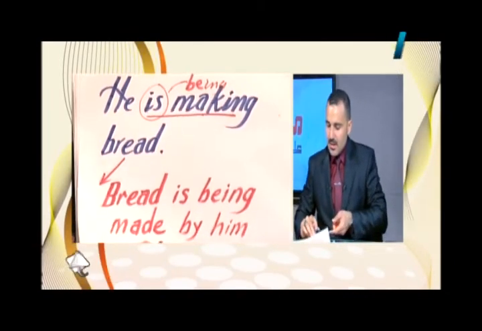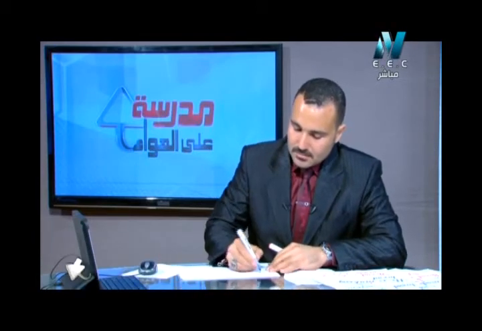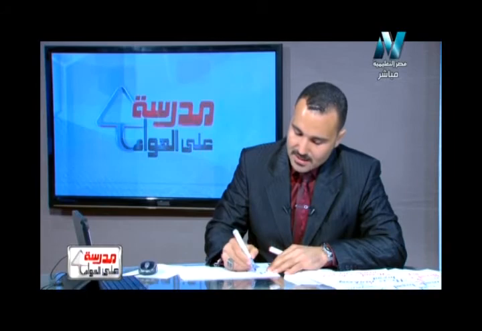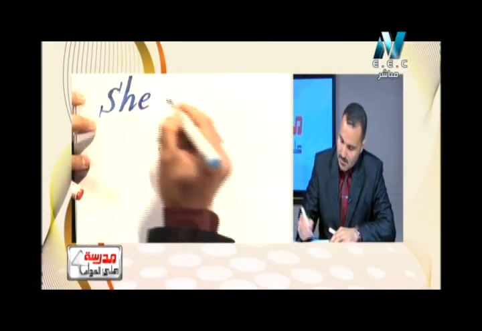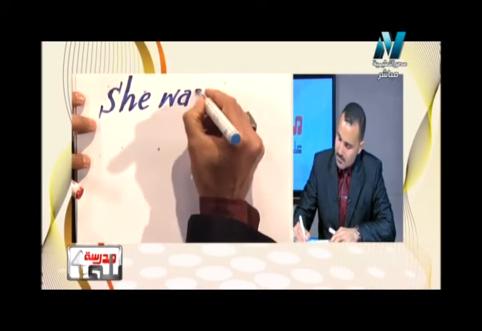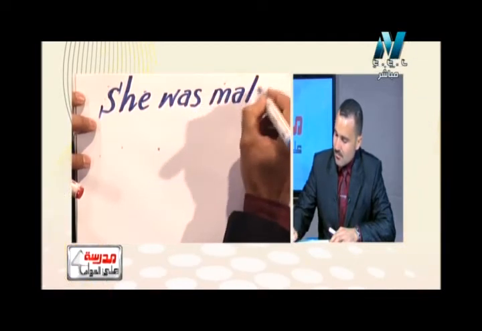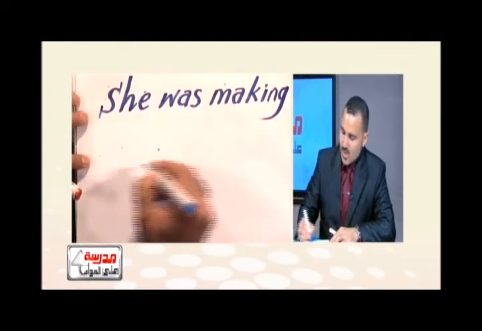طيب ناخد كمان tense آخر. بيقول لنا نغير ال subject pronoun عشان نشوفكم حافظين الأوبجكت بتوعهم ولا لأ. she was making bread.